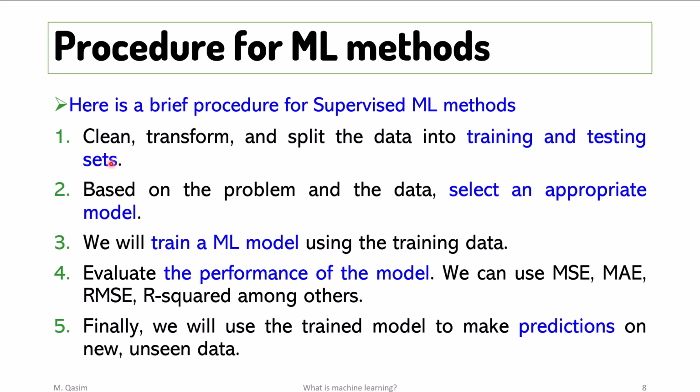So this is the procedure. First, we split the data into training and testing sets, and then we select an appropriate model. Then we train a machine learning model using the training set. We measure the performance of the model using performance measures, mean square error, mean absolute error, etc. And finally, we use the trained model to make predictions on new unseen data. So this is the procedure for machine learning methods.